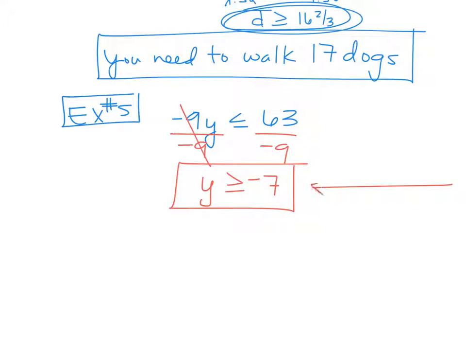And then to graph it, here's your -7. Open or closed? Closed. And then the arrow goes to the right.